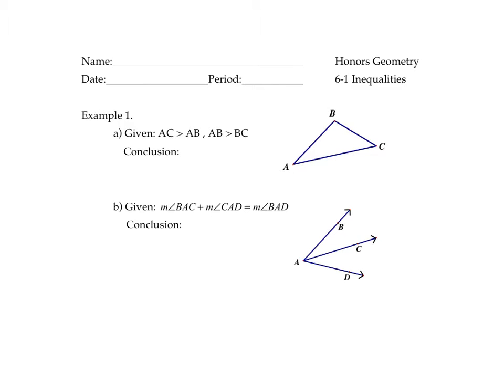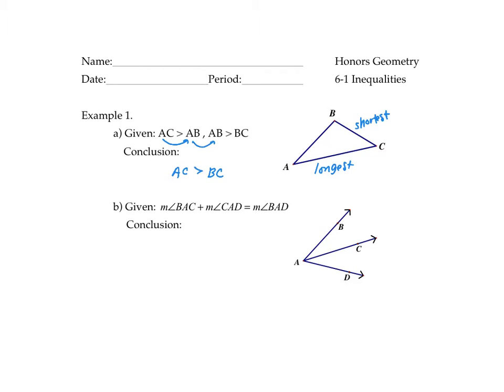notes. So in our first example, it says that we're given that line segment AC is greater than line segment AB, and we're also given that AB is greater than line segment BC. So AC is definitely the longest side in this triangle, and BC is definitely the shortest side. So we can say our conclusion here, since AC is bigger than AB, AB is bigger than BC, we can say for sure that AC is greater than BC.